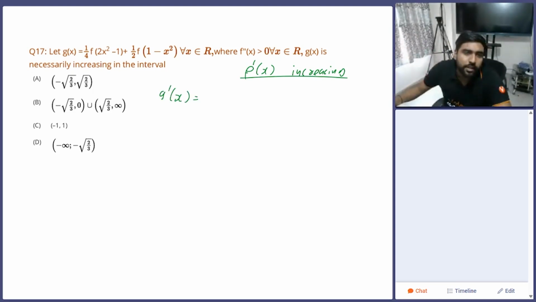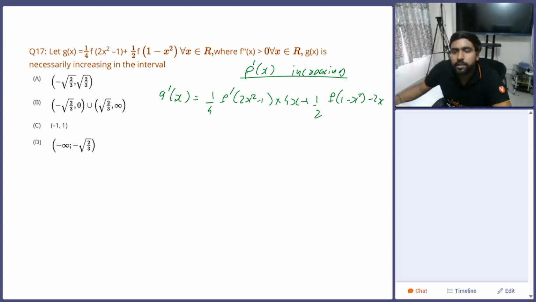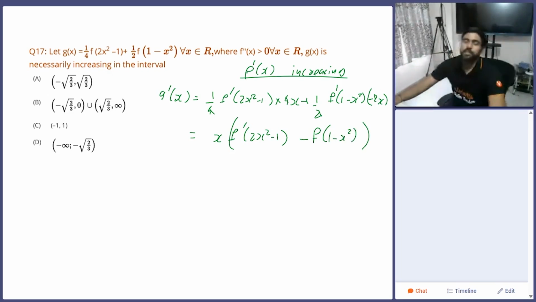All right, let's first of all find your g dash of x. What is that going to be? It will be 1 by 4 f dash of 2x square minus 1 into 4x plus 1 by 2 into f of 1 minus x square into minus 2x. So this 4 and 4 you can cancel it out. This 2 and 2 you can cancel it out. What do you have? You have x into f dash of 2x square minus 1 minus f dash of 1 minus x square. This is the expression that you have. This is your g dash of x.